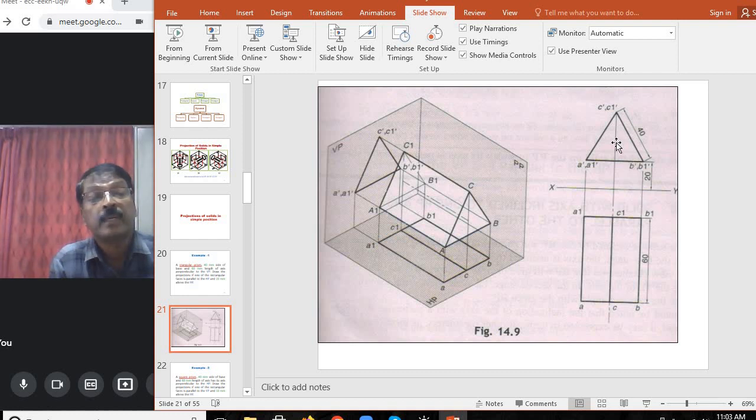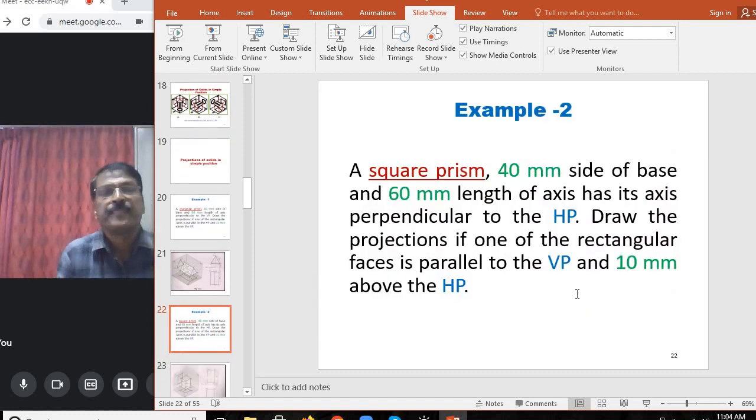So now the front view looks like a triangle having a 40 mm base edge, and the bottom edge is parallel to XY and 20 mm above XY, since the rectangular face is 20 mm above HP. And the top view looks like a combination of two rectangles, 60 mm in length, and the width is equal to the base of the front view, that is 40 mm. Clear?